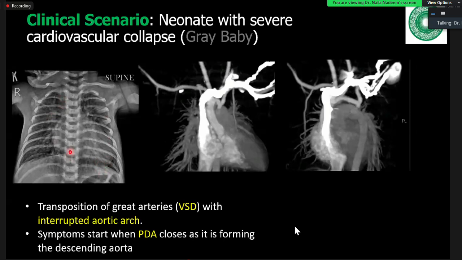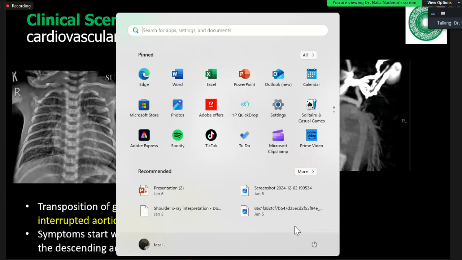Early signs of pulmonary edema were developing, and when we did a CT scan, by virtue of very good contrast, this is your venous system, this is your heart, and look what is happening to the aorta. It is interrupted. The descending aorta is being formed by a large PDA coming from the pulmonary artery. So the patient also had transposition of great arteries, VSD, interrupted aortic arch, and symptoms start when the PDA starts to close.